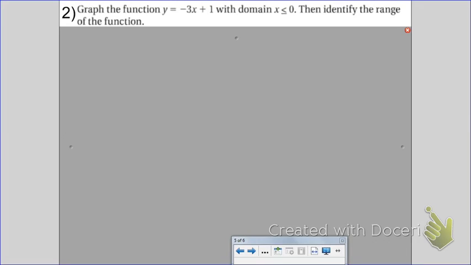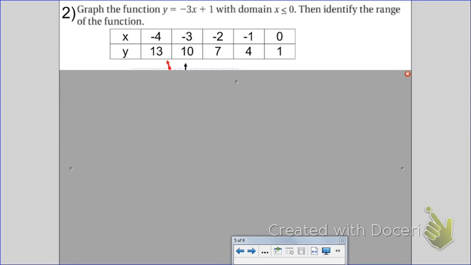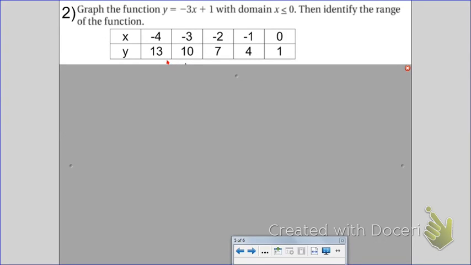Go ahead and try this example on your own. We're given the function y equals -3x plus 1. The domain is x is less than or equal to 0. After you graph it, identify the range of the function. So pause the video and then check your answer with mine. Okay, so when I made my table of values, I chose the points -4, -3, -2, -1, and 0. Yours might be slightly different than mine, but just make sure you have no point greater than 0 for your x value.